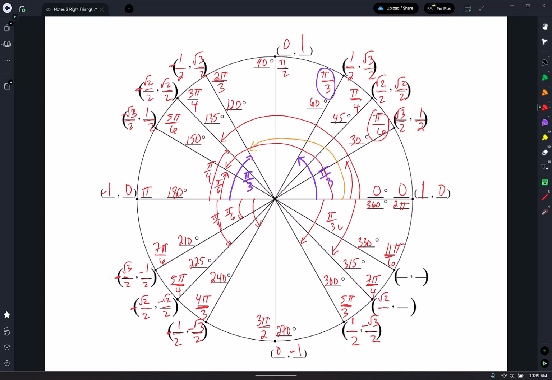Square root of 2 over 2, negative square root of 2 over 2 at 315 degrees. At 11 pi over 6, square root of 3 over 2, and negative 1/2 for the y coordinate.